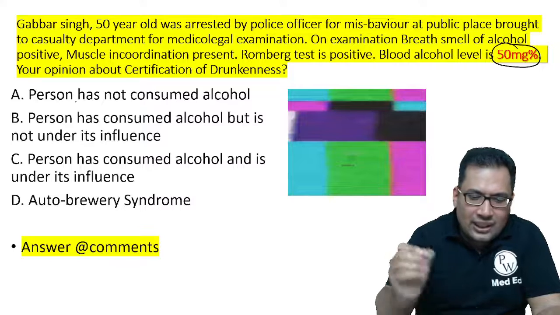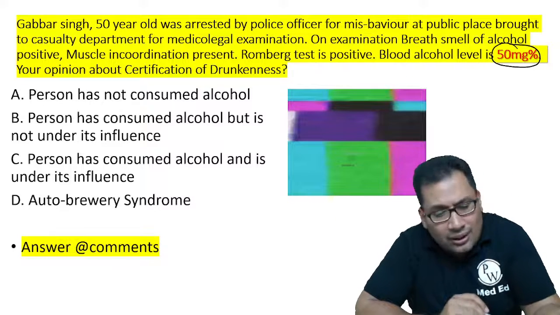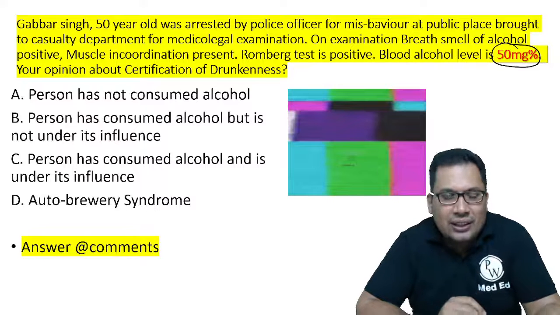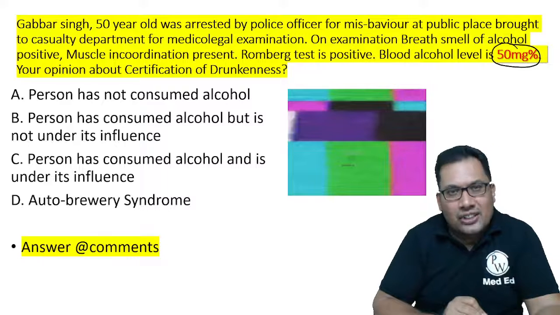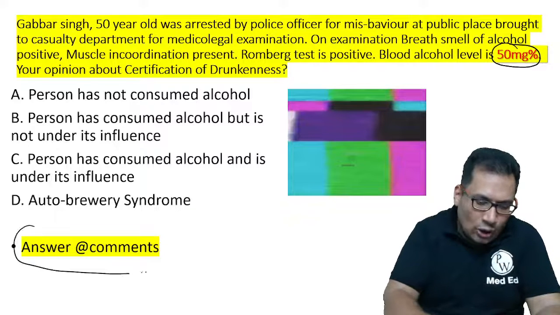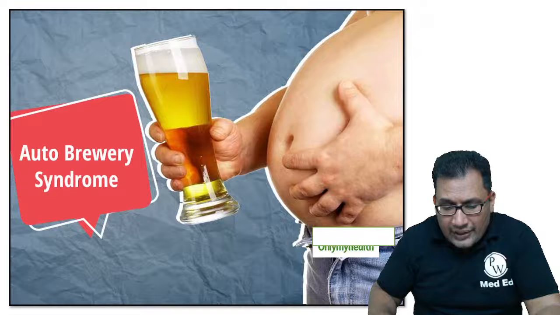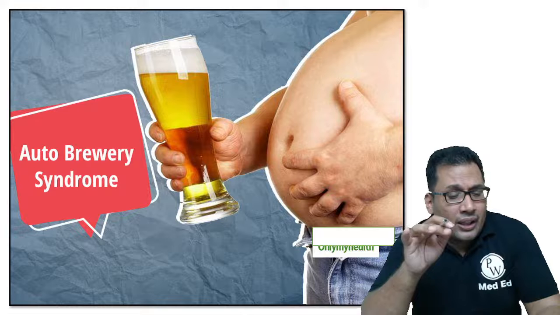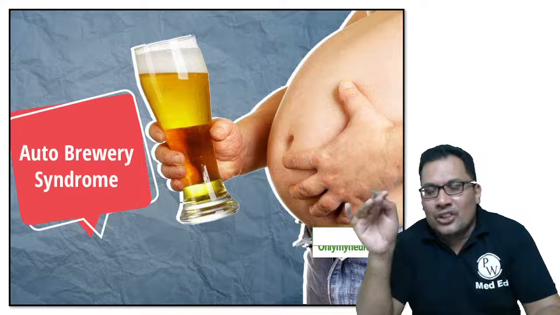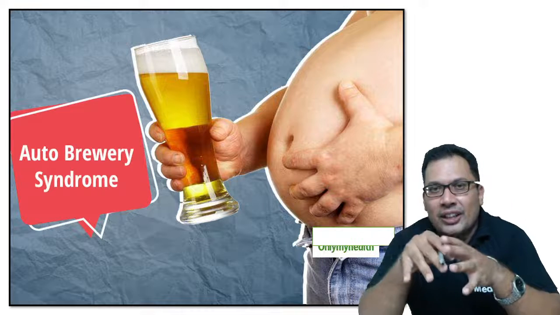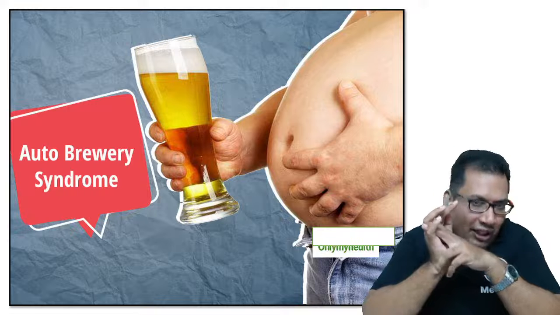So now what is your answer? Option A, person has not consumed alcohol. Option B, person has consumed alcohol but not under influence. Option C, consumed alcohol under influence. Option D, auto brewery. So write your answer in the comment section, and also write the answer to: what do you mean by auto brewery syndrome? So this completes this week's class, that is the drunkenness certificate.